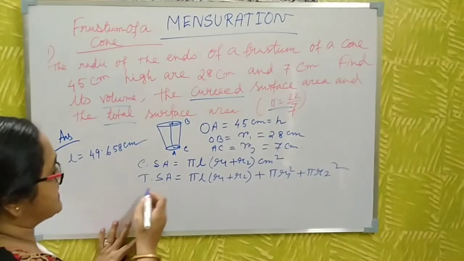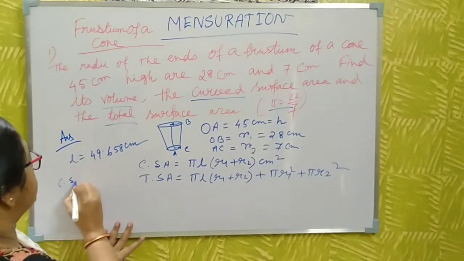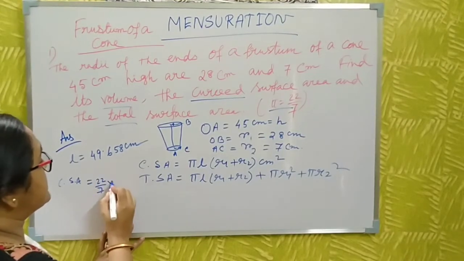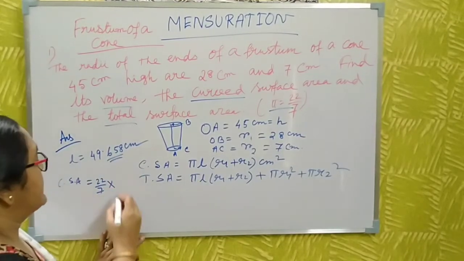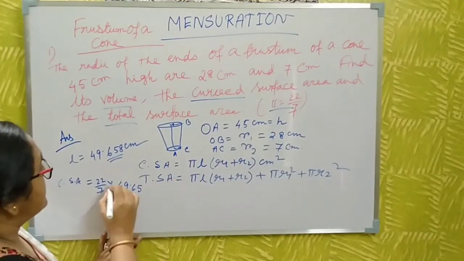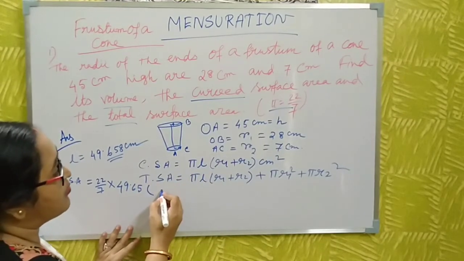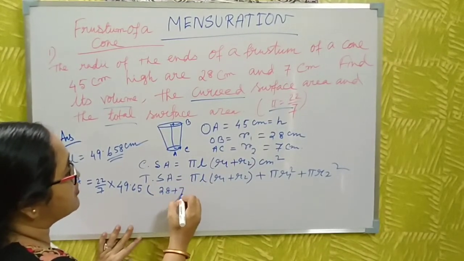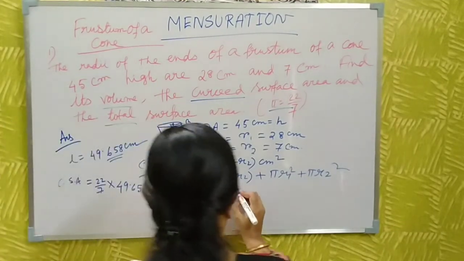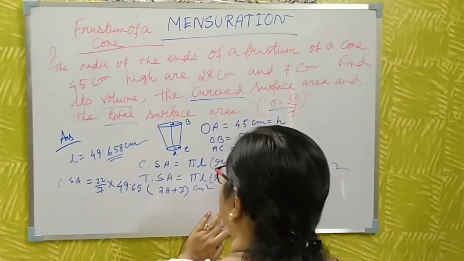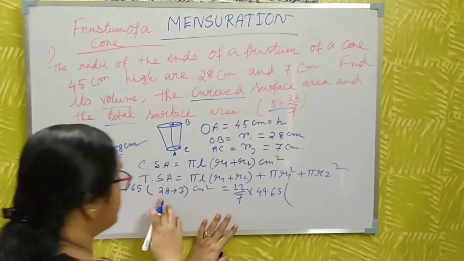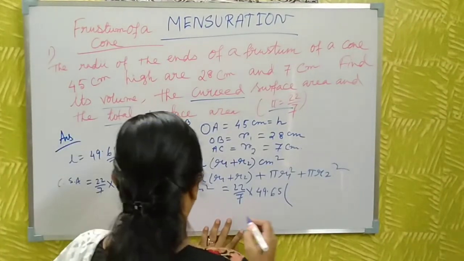Now I find CSA. Now what is CSA? CSA, you just put here pi is 22/7 and L, you take only 2 decimal places. Okay. Now 49.65, and R1 is 28 and R2 is 7, in centimeter square also. Then 22/7 into 49.65, and the addition becomes 28 plus 7, 35 also, no?